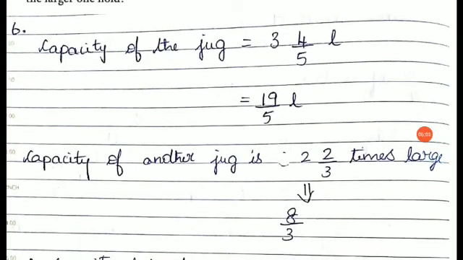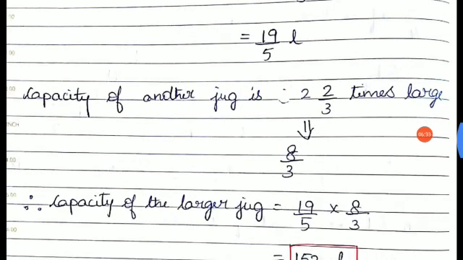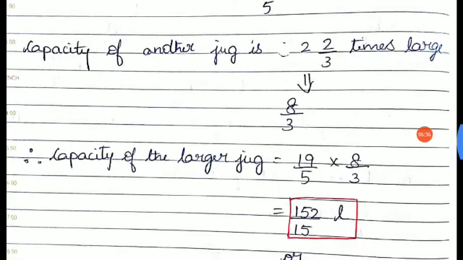Now they are asking what the capacity of the larger one will be. We already know the capacity of the smaller one. If you already know the value of one apple, and now you want to find out the value of 10 apples, what will you do? You will just multiply it with the cost, right? In the same way we are going to multiply the capacity of the smaller jug with the capacity of the larger one. Clear? So if you multiply, what will happen?